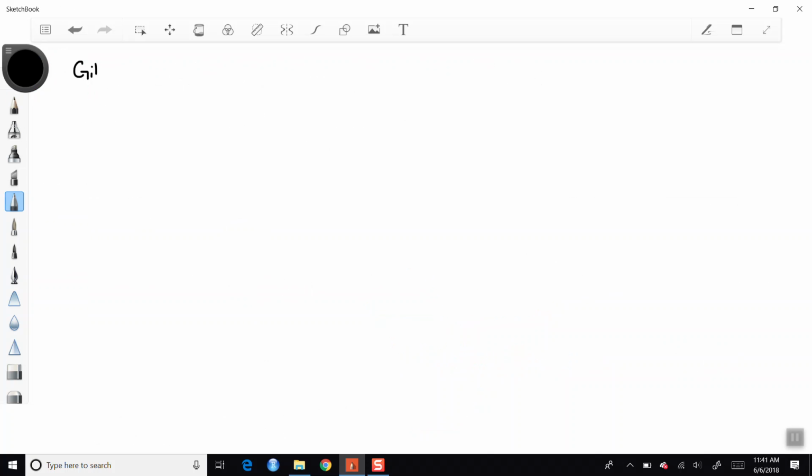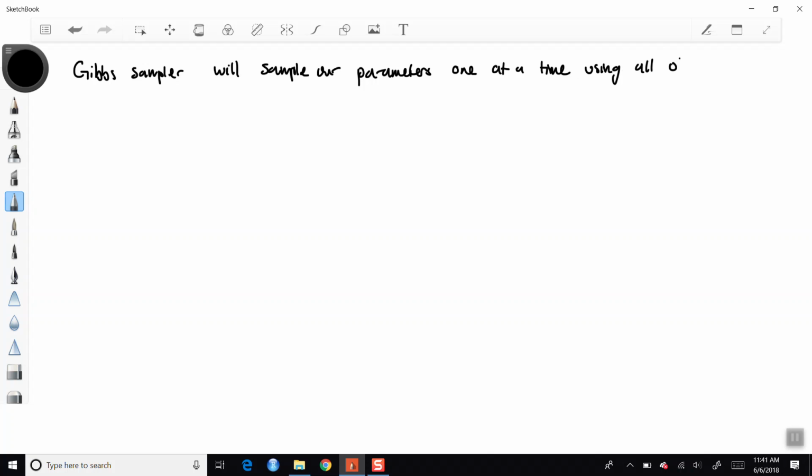Okay, so the Gibbs sampler now. Oh dear, I'm going to run out of time. The Gibbs sampler will sample our parameter values one at a time, setting all other values fixed, or I should say conditioning on all other values.